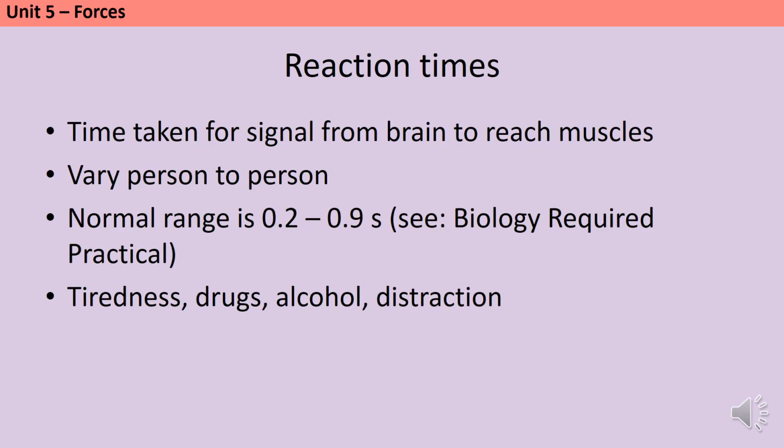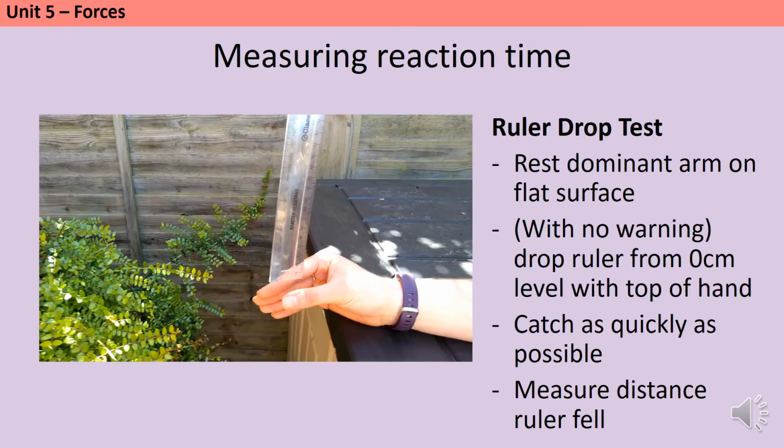When we talk about reaction times, we mean the time taken for a signal to travel from the brain to reach the muscles, and it does vary from person to person. The normal range is between 0.2 and 0.9 seconds, and you may have tested this yourself as part of the biology required practical. It can be affected and made longer by tiredness, the use of drugs or alcohol, or distractions like using your mobile phone while driving.